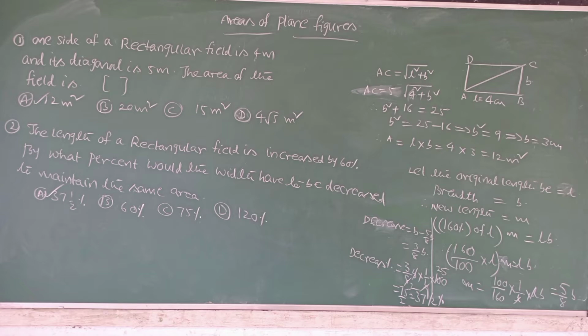160 by 100 into L into M is equal to LB. M is equal to, when making it subject, M is equal to 100 by 160 into 1 by L into LB, which is equal to 5 by 8B. So, decrease in breadth is equal to 1 minus 5 by 8B. This is equal to 3 by 8B. Therefore, decrease percentage in breadth is equal to 3 by 8B into 1 by B into 100. That is equal to 75 by 2, which is equal to 37.5. Therefore, the decrease percentage in breadth is equal to 37.5. Therefore, the option is A.